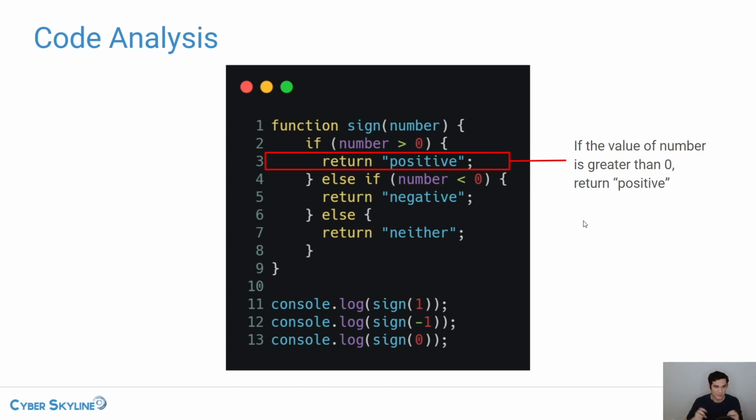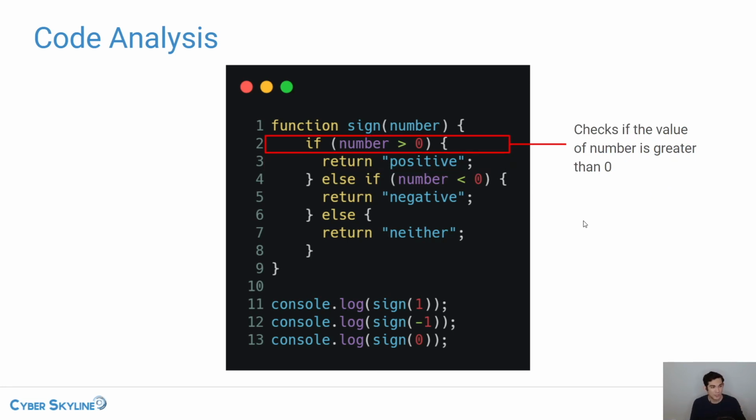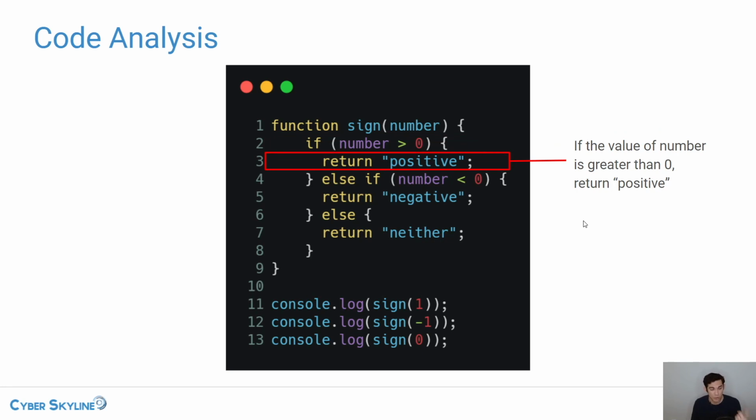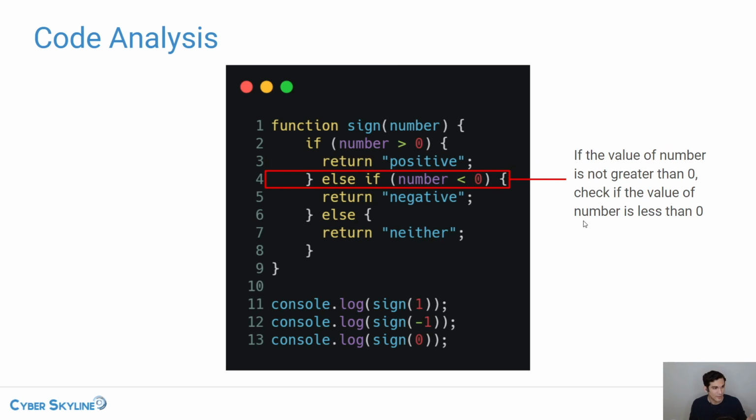And so we have the double quotes and we say the word positive, and then we have the semicolon at the end indicating the end of this statement. And what is happening here is that if the condition in line 2, if number is greater than 0, if that is correct, if that is true, then we are executing this line, which is return positive. So this function will return the text positive if the value of number is greater than 0. If not, then what happens is we have this else statement, the else if.